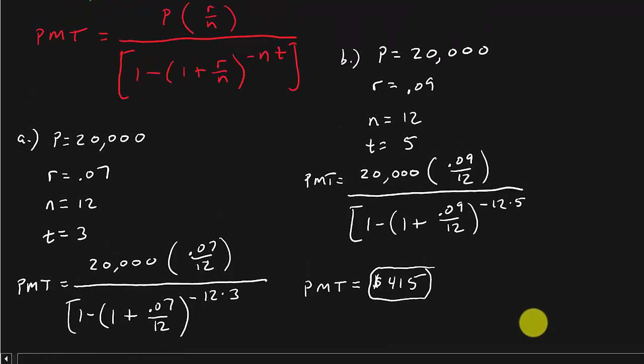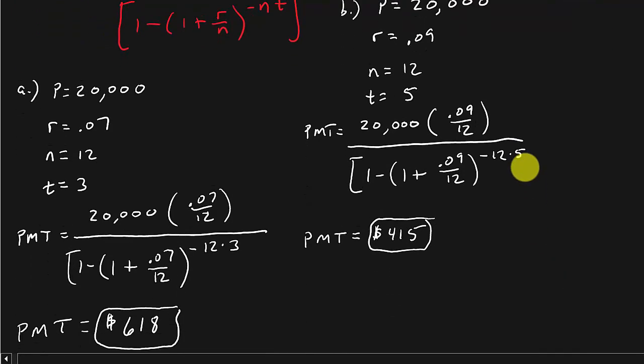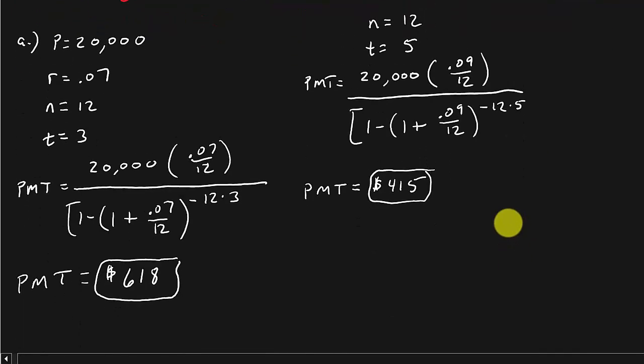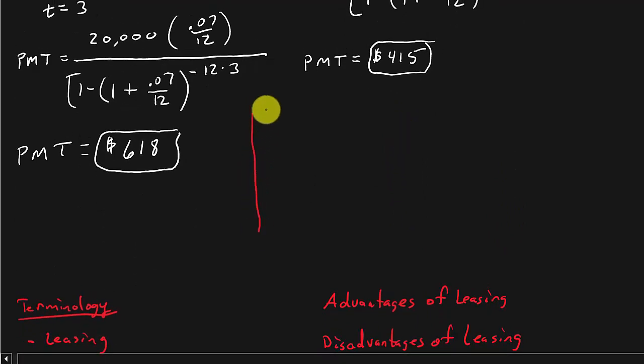So let's see what part C says. It says compare the monthly payments and total interest for the 2 loans. All right. Well, I guess we can just break this up into a chart. Let's see what we've got.